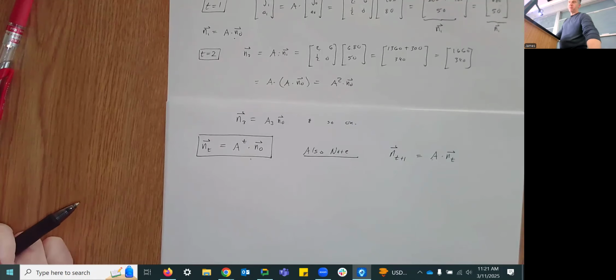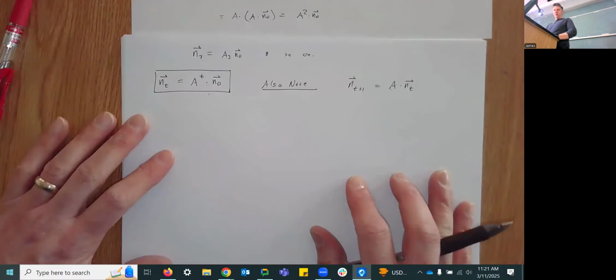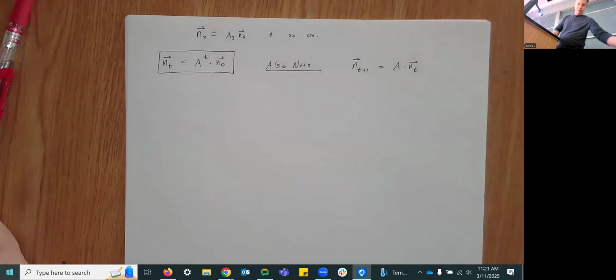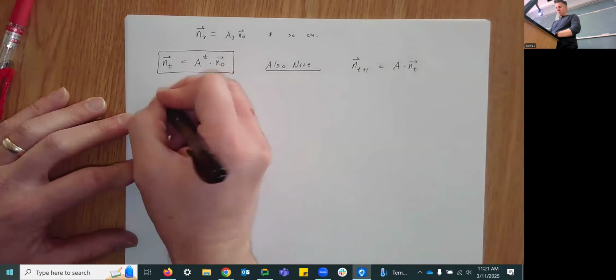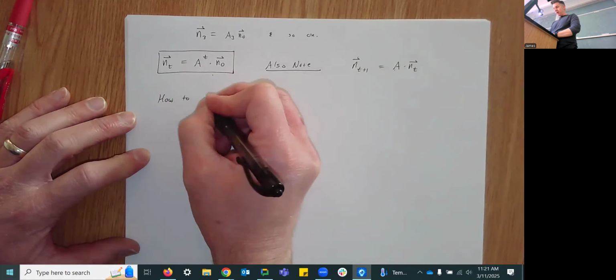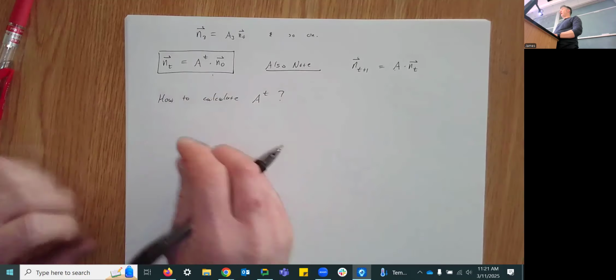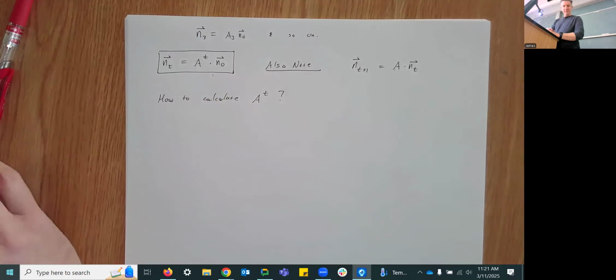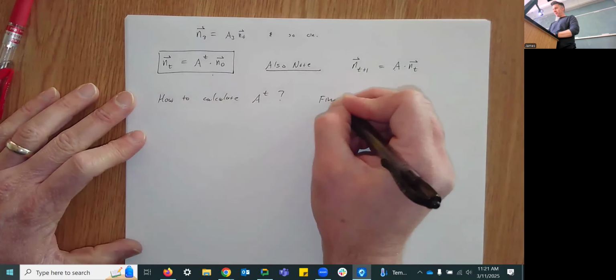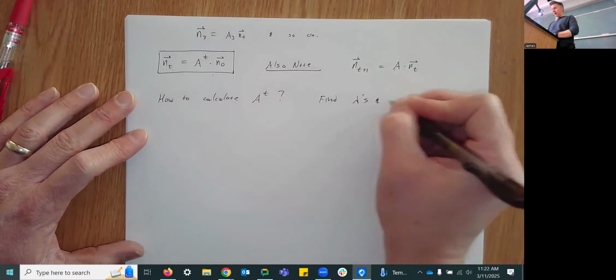Okay, but now here's the issue. A to a power can be computationally complex. So here's how we do this. Unfortunately, there's kind of two ways of doing this, and I don't know which way, if both, he's going to show you, so we'll try to get through both of them. They're the same, but different. Right. So how to specifically calculate a to the tth power: find the eigenvalues and eigenvectors. So we're going to find the eigenvalues and eigenvectors.